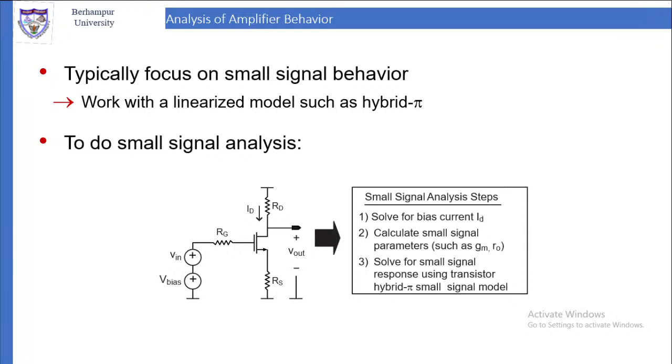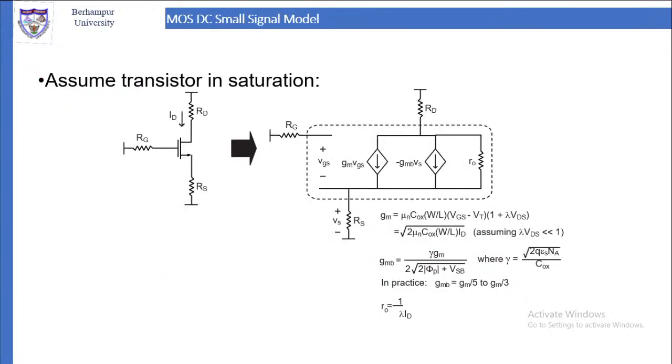So what we will do here in the analysis is, first we will solve for the bias current ID. We have seen the expression for ID. Then calculate small signal parameters like Gm, R0, etc. for the transistor. Then finally we will solve for the small signal response using the model that we are using, whether the pi model or any other model.